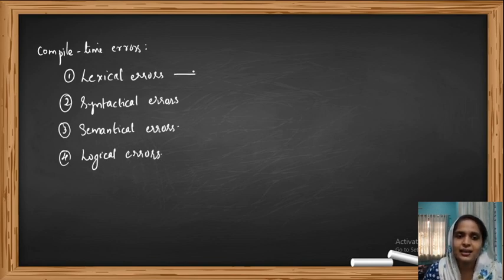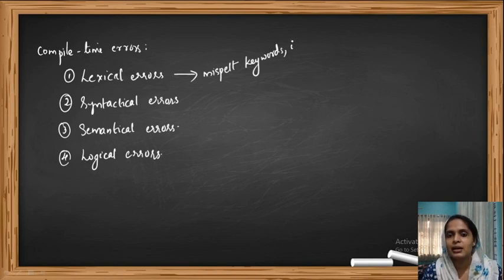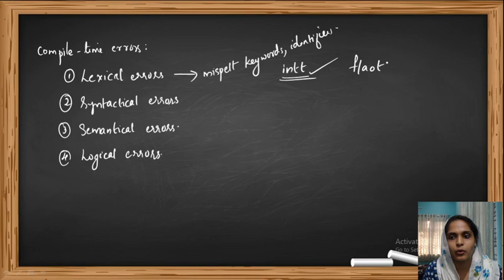So lexical errors mean, for example, misspelled keywords, or misspelled identifiers, etc. For instance, we can consider the keyword int. Instead of writing int, I wrote INTT. Here, this is a misspelled keyword. So, this can be considered a lexical error. Similarly, if I write the term float as FLAOT, here the letters A and O are transposed. So, this can also be considered a misspelled keyword. Right? So, these are examples of lexical errors.